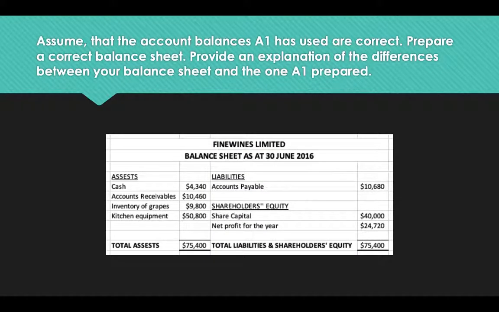Assume that the account balances A1 has used are correct. Prepare a correct balance sheet. Provide an explanation of the differences between your balance sheet and the one A1 prepared.